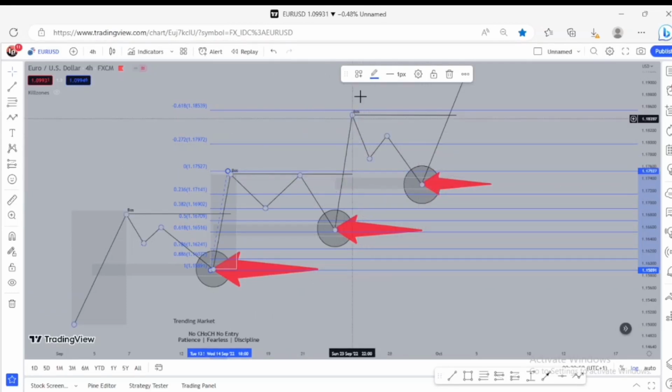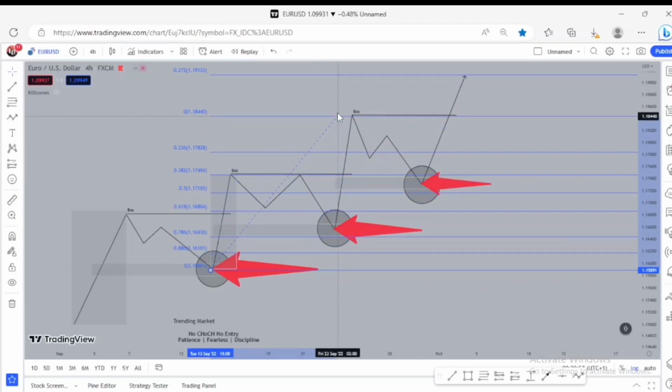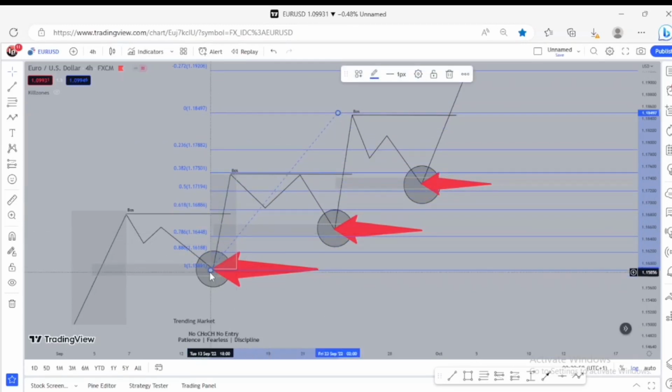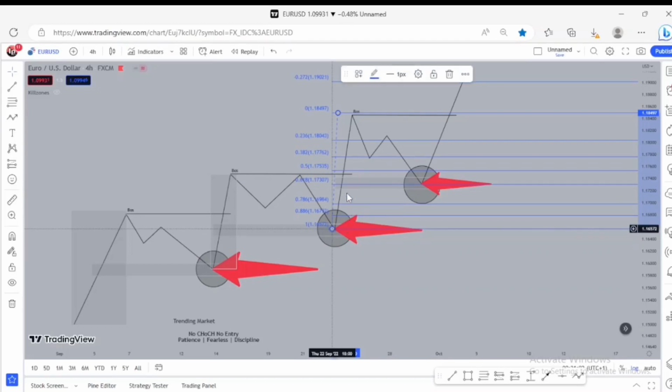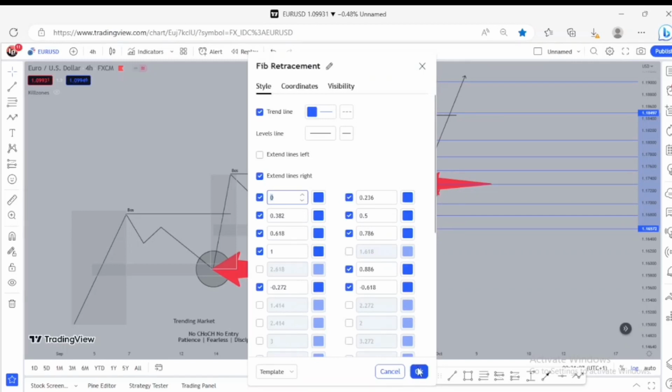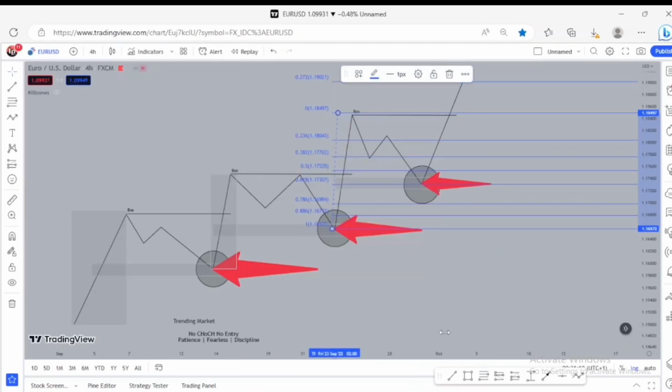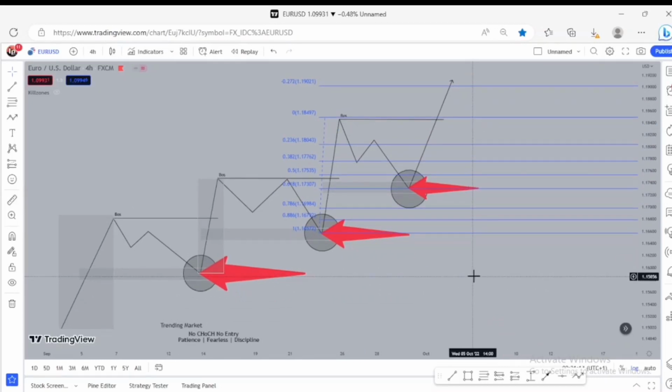Once price breaks this structure, all you need to do is to do the same thing. Map your Fibonacci from the swing low to the swing high. Then after that, you wait for a retracement, or you can call it a correction phase. So this is how you trade a trending market structure.